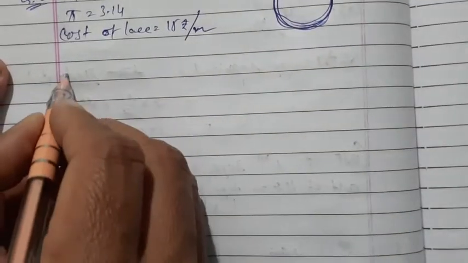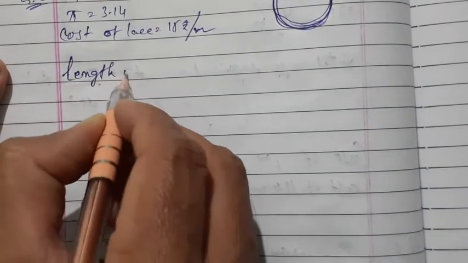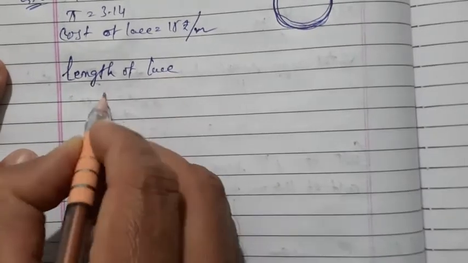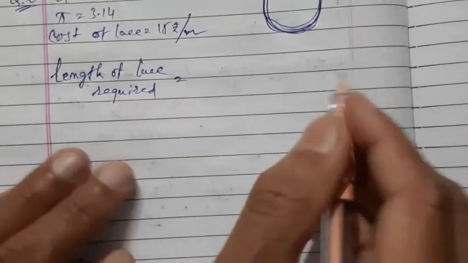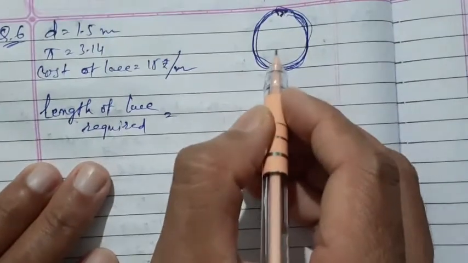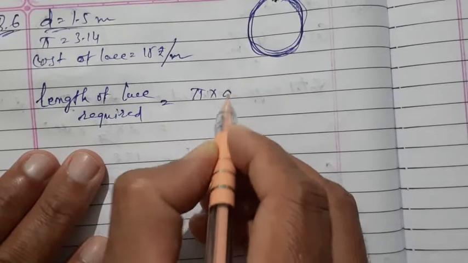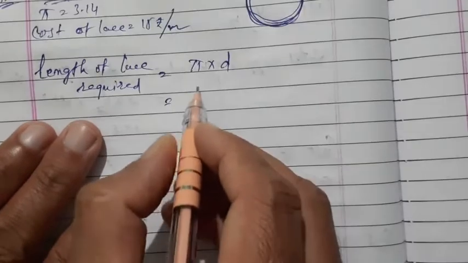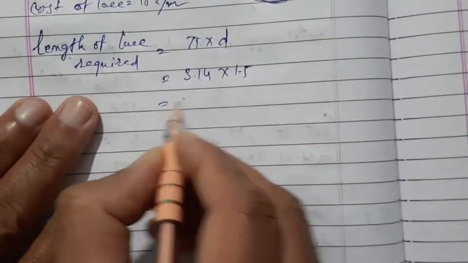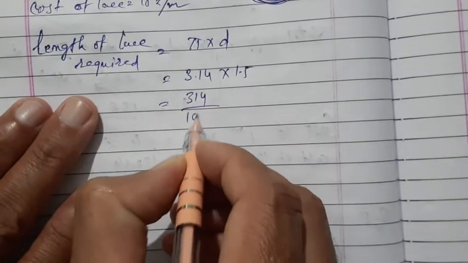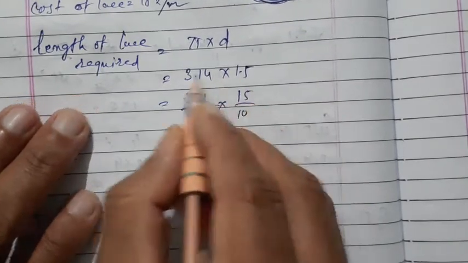Okay, so the length of lace required is equal to the circumference of that circle, and here the diameter is given, so we use the pi d formula. Pi is 3.14 and d is 1.5, so 314 divided by 100 and 15 divided by 10, the fraction form of those decimals.